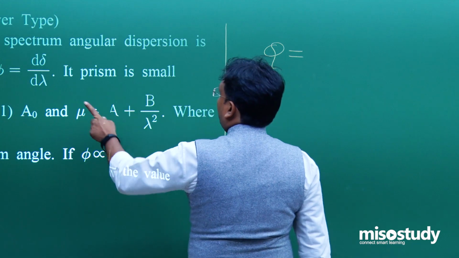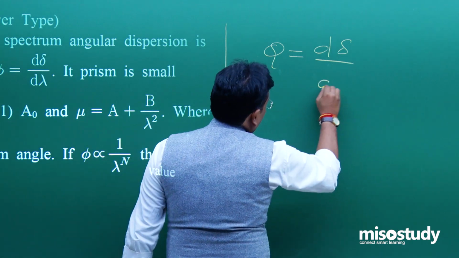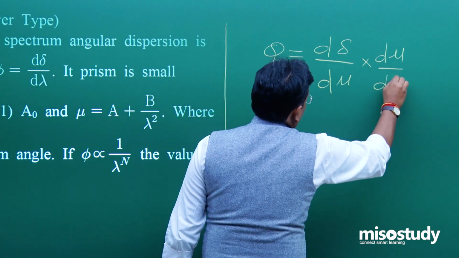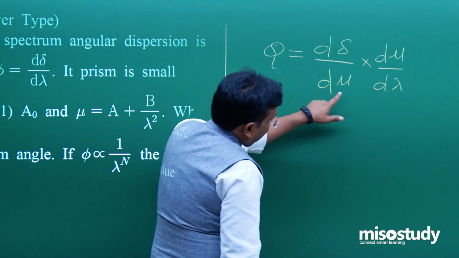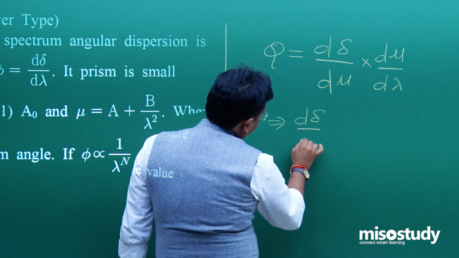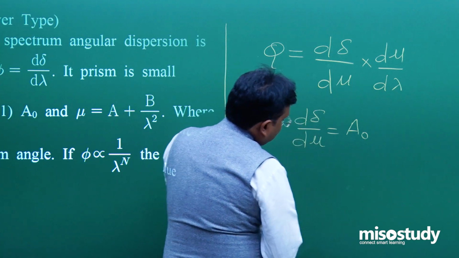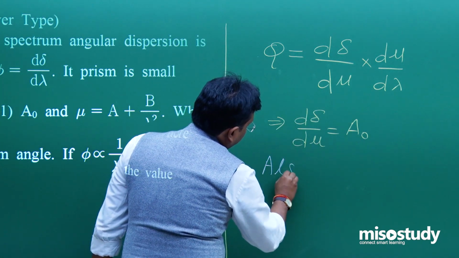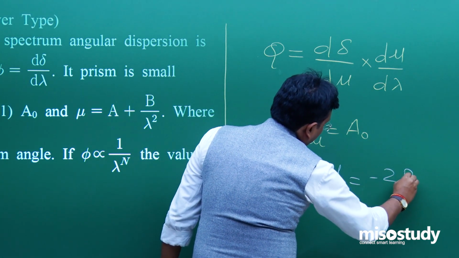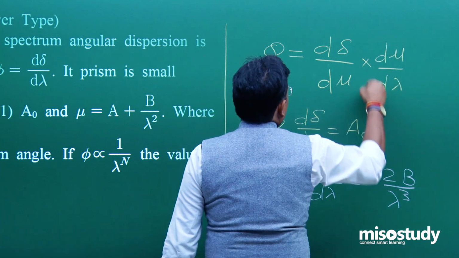So, phi is equal to d delta upon d mu into d mu upon d lambda. I hope it is not difficult for you. We did nothing but multiply by d mu. From here we can say, prism angle. Fine, this is the next step. Also, d mu upon d lambda is equal to minus 2b upon lambda cube from this relation. That is why we use this relation.